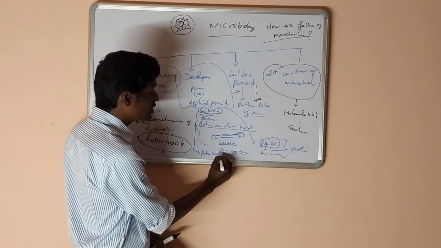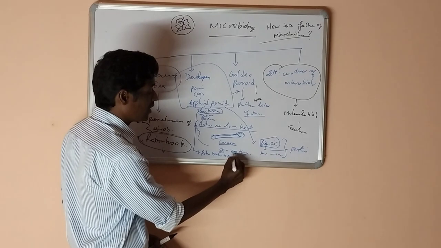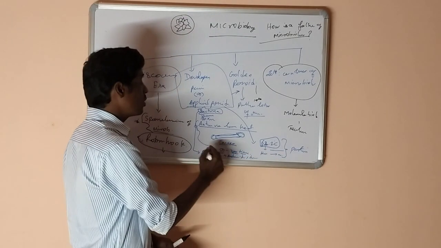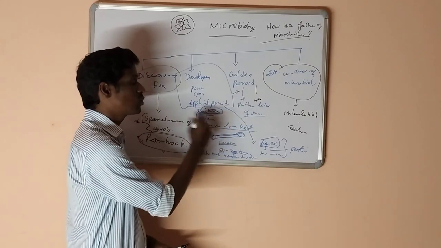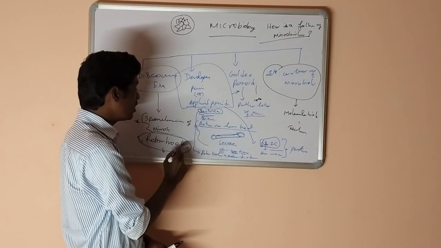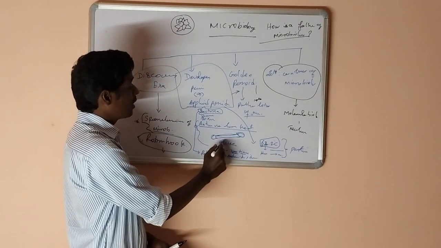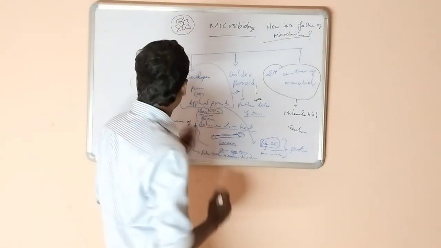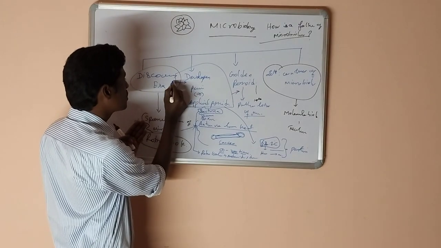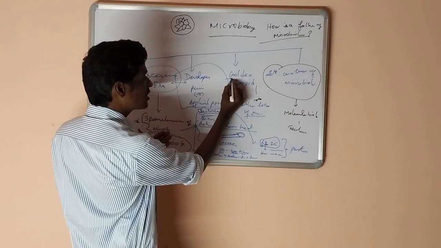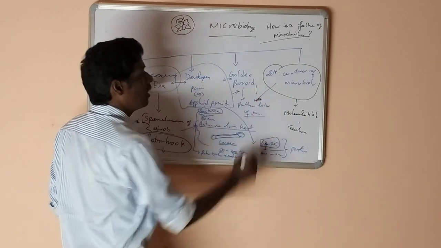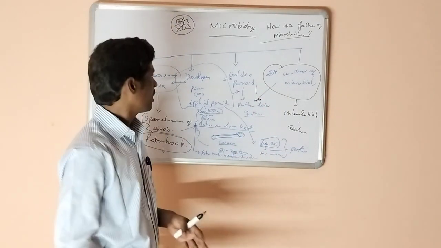Robert Koch discovered anthrax bacteria and tuberculosis bacteria. So many discoveries were made using the Anton van Leeuwenhoek microscope. So this is the connection between these two areas, and this whole thing was connected by the 20th century.